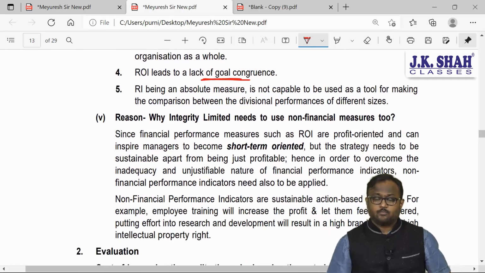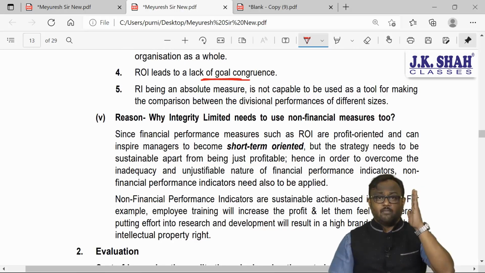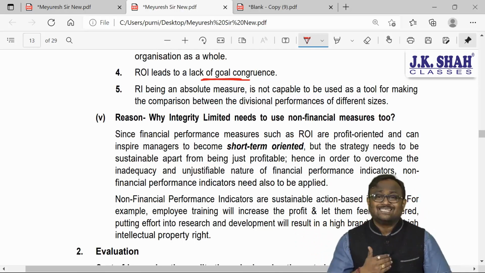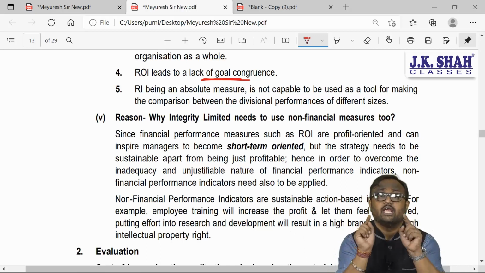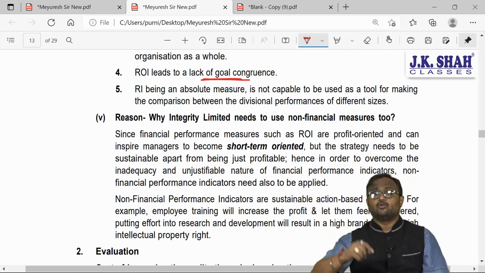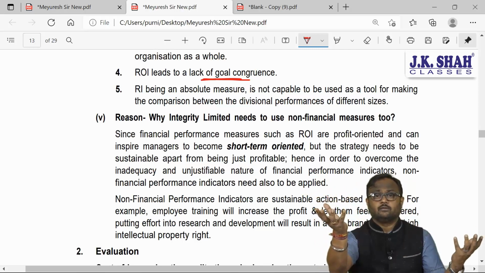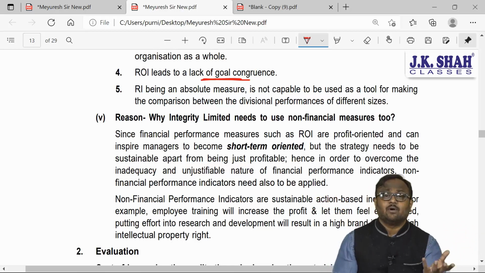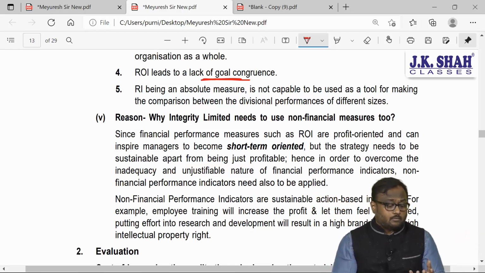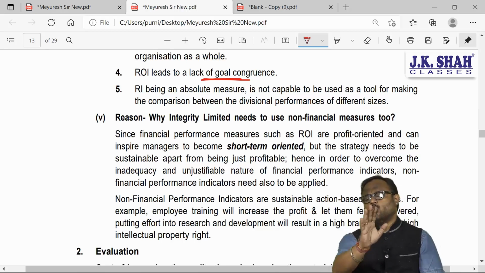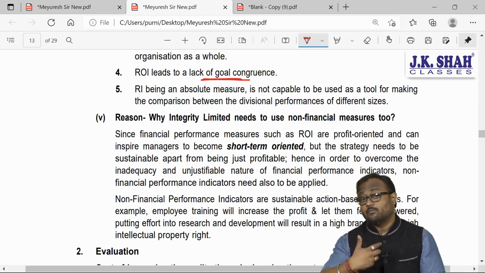ROI leads to lack of goal congruence. Goal congruence means manager and organization both work in the same direction. Manager should also perform in such a manner that he is not only performing for his own benefit, he is actually contributing to the growth of the company. So company's goal should not be deviated by manager's act. If manager thinks about his own profitability, at some point of time, he may take a decision for his betterment rather than company's betterment. Like for example, if you consider ROI as a base, I as a manager will be only concerned with showing higher profitability of my department.